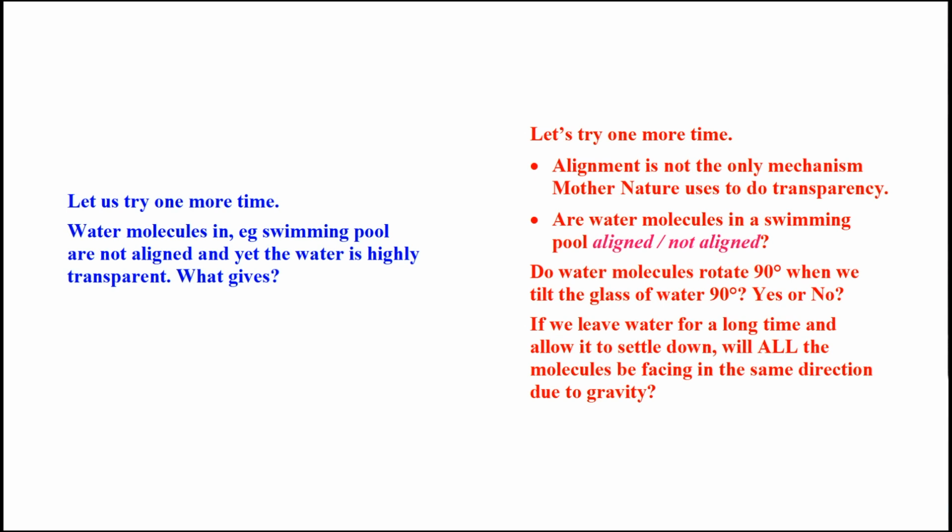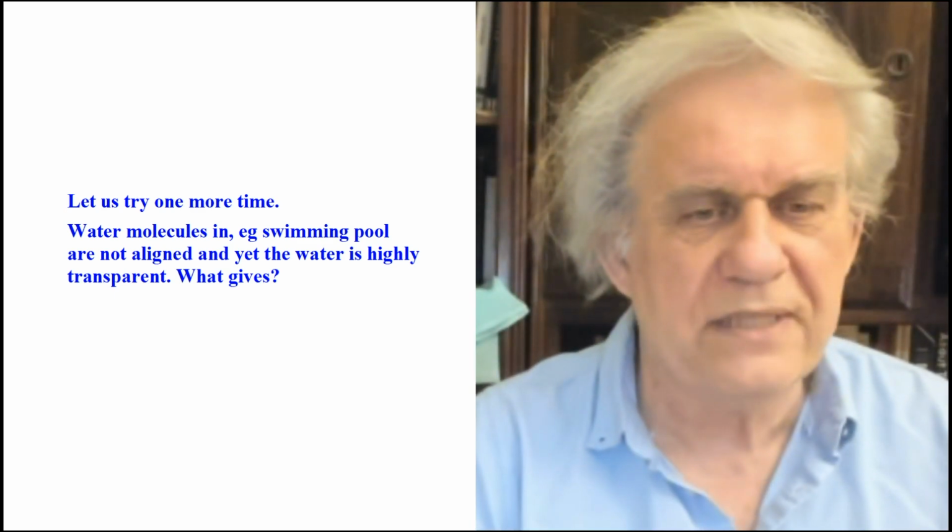The second issue is, are water molecules in a swimming pool aligned or not? Because these people take for granted that water is not aligned. They say, oh, water molecules move in every which way. And so the question is, do water molecules rotate 90 degrees when you tilt the glass of water? Yes or no? If we leave the water for a long time, just sitting there, 3 days, whatever you want, and allow it to settle down, will all the molecules be facing in the same direction due to gravity? Okay, these are the questions before you. The question is whether we have an answer to them or not.